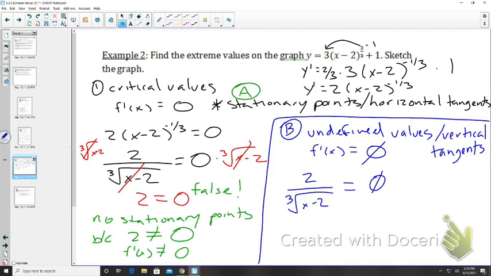The denominator cannot be 0. Good. I love your enthusiasm. You're right though. So when does our cube root of x minus 2, when is that undefined? When does that equal 0? It cannot equal 0, right? So opposite of cubing, the cube rooting of something is what?